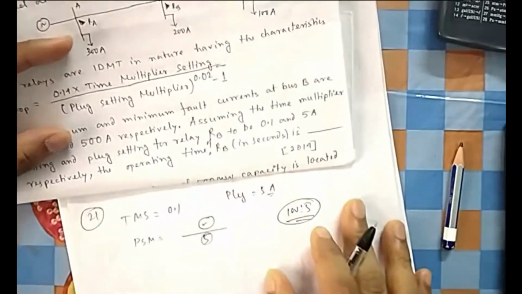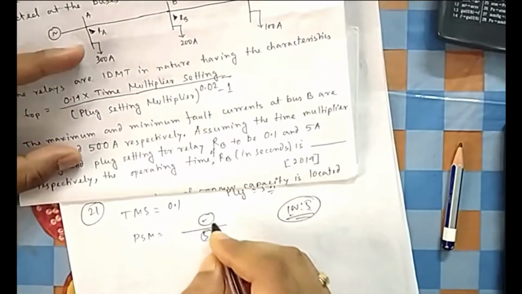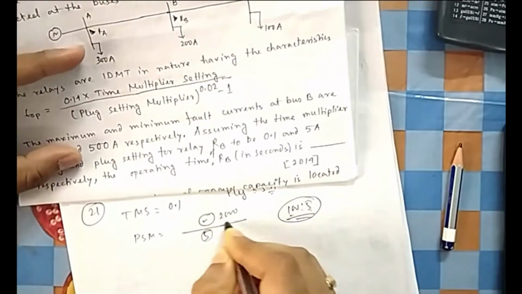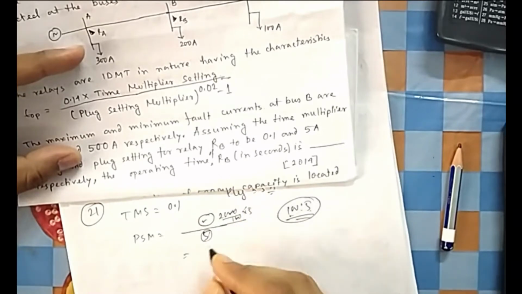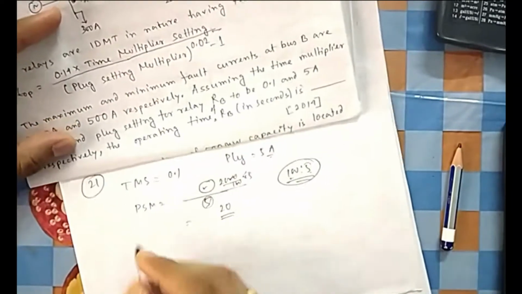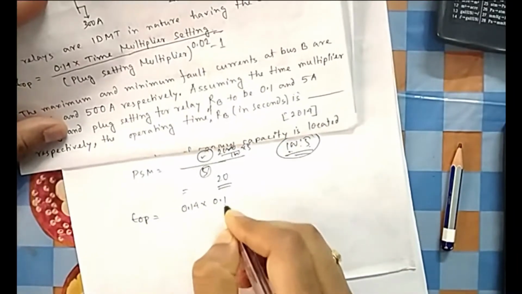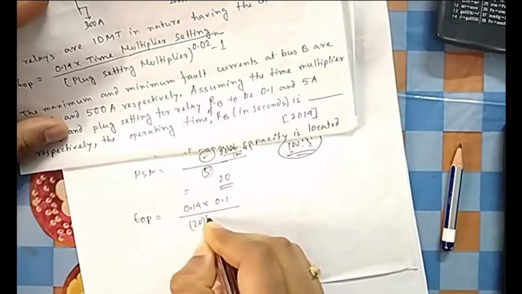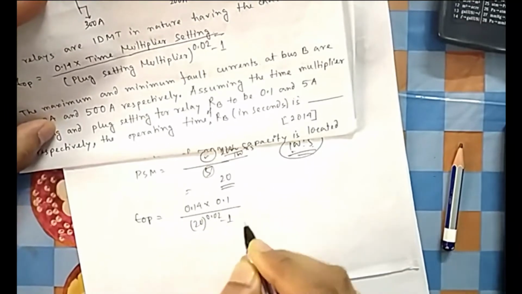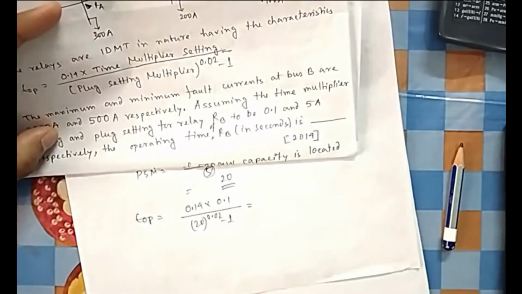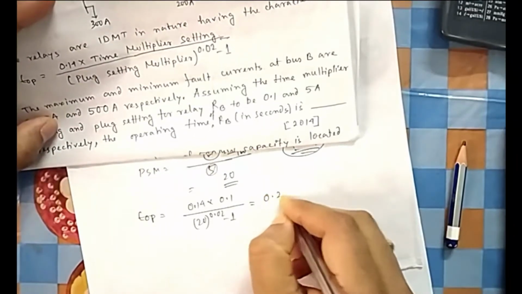So it is 100:5. Then what is the fault current that I will get? It will be 5 cancel 20, so PSM is 20. Now we can easily operate. You put it in the formula: 0.14 into TSM 0.1 divided by 20 to the power 0.02 minus 1. If you calculate this, I think you will get the answer 0.226.